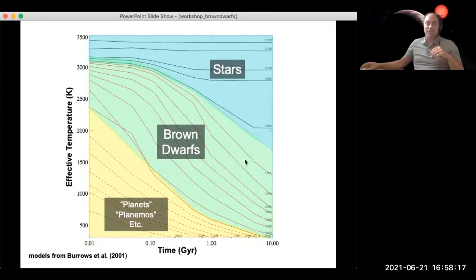All of these other objects, they will just cool. There's nothing to give them energy because fusion is the source of energy. And if they can't do fusion, they're just never going to. So yes, they're going to continue to cool forever.